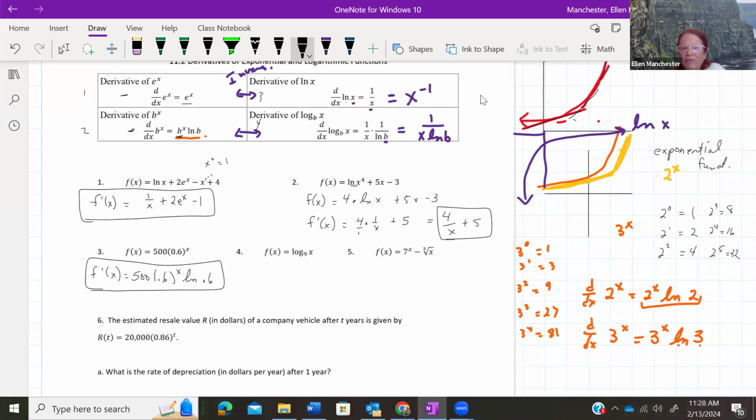And again, the 500 has to come along for the ride. Just like the 2 on e to the x on number 1 came along for the ride, the 4 on number 2 on ln of x comes along for the ride. If there's a multiple or a multiplier, that just comes along for the ride. And then you do whatever it is for the derivative that you're using.